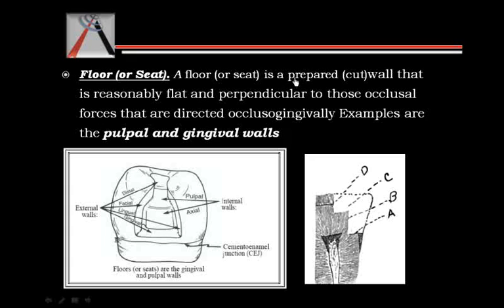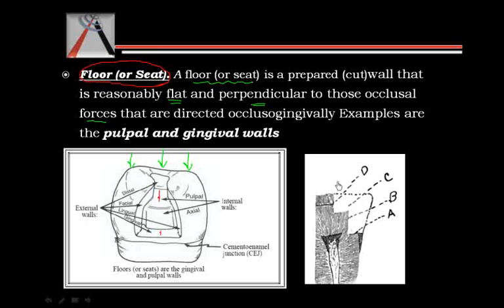In a prepared tooth surface, a floor or a seat is the wall that is flat and perpendicular to the occlusal forces. So this is the tooth and we have the forces that will be directed on this side. So the walls which are able to resist, the pulpal wall and the gingival wall, which are actually taking up the occlusal forces, are called the floor or seat.